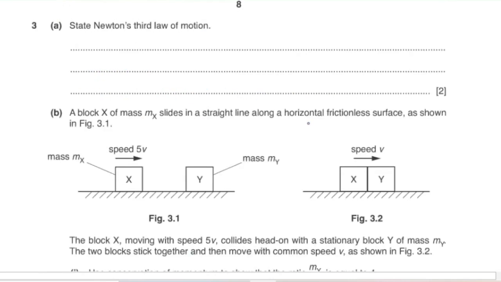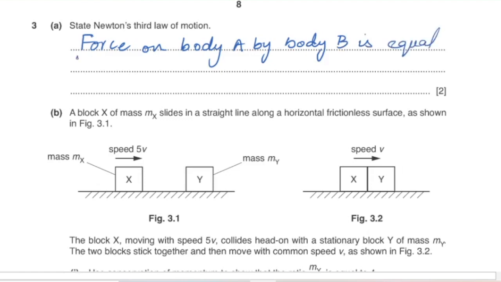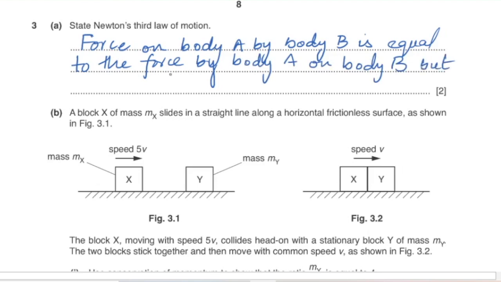Question number 3, part A, state Newton's third law of motion. So this is: force on body A by body B is equal to the force by body A on body B, but opposite in direction.